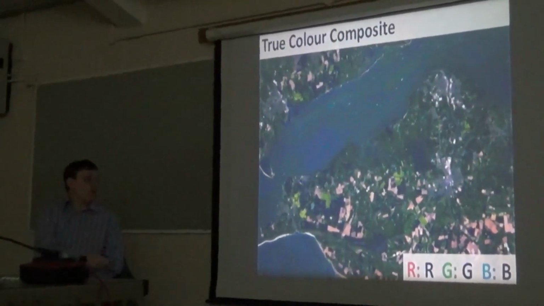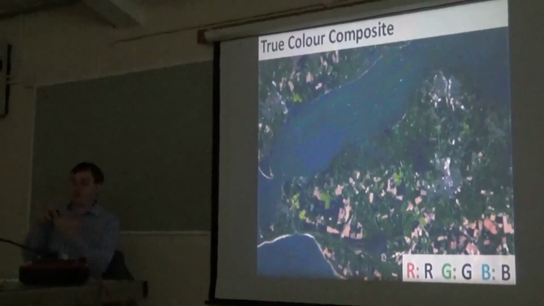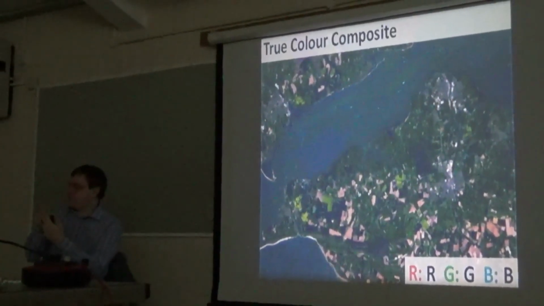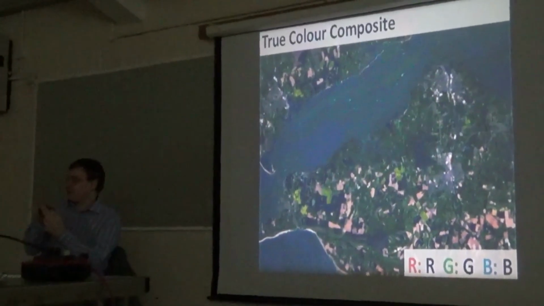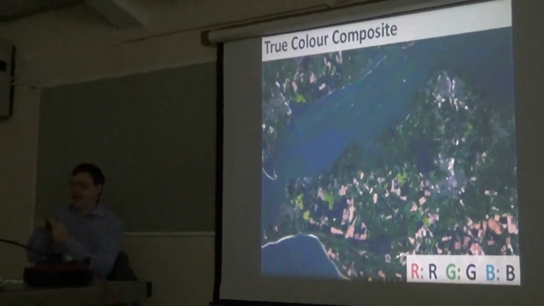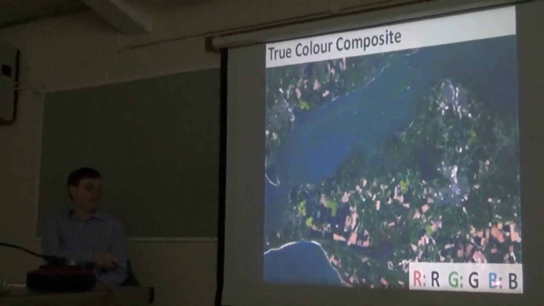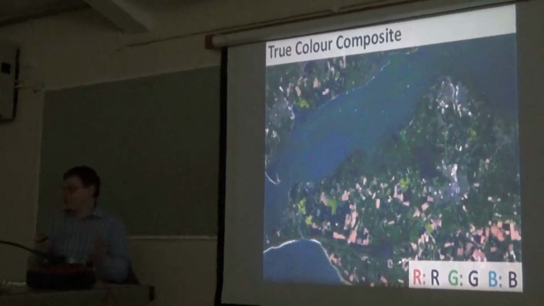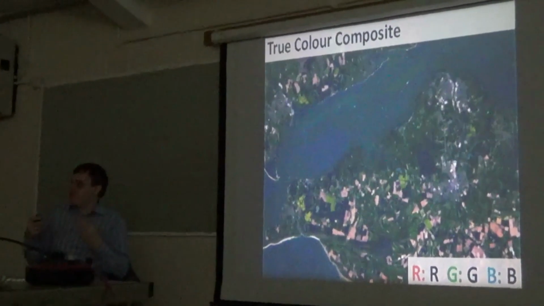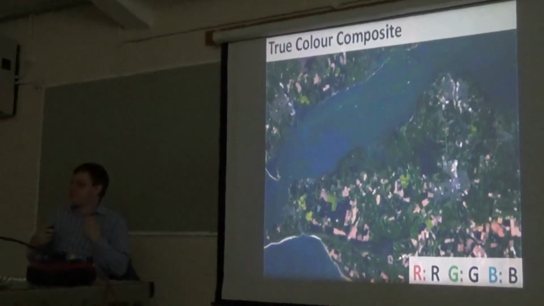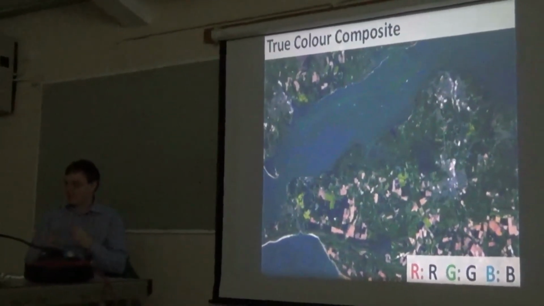So what we're doing here is we've got three colours we can display on a computer screen, red, green and blue, and everything else is made up of a mixture of those. And we're just displaying the red as red, the green as green, and the blue as blue. Makes perfect sense. But of course we can't see near infrared light, so if we want to display anything with near infrared, we have to shuffle the colours around a bit.